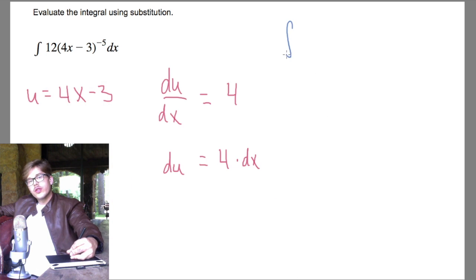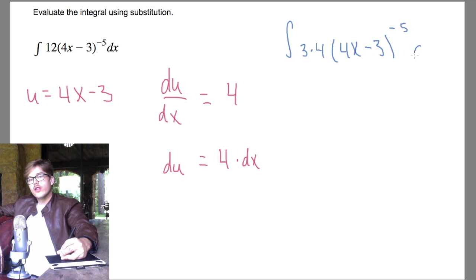So what was our integral? Well, in the beginning it's 12. I'm going to rewrite 12 as 3 times 4. And then we have what our u is going to be, our (4x minus 3) to the negative 5th dx.